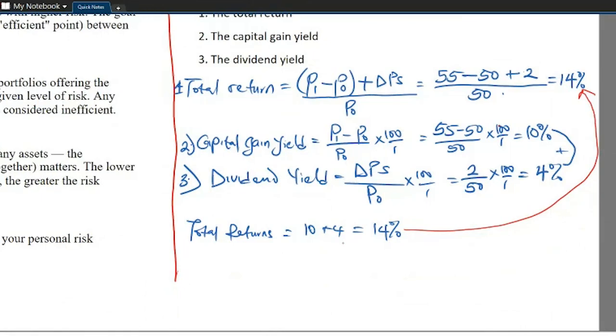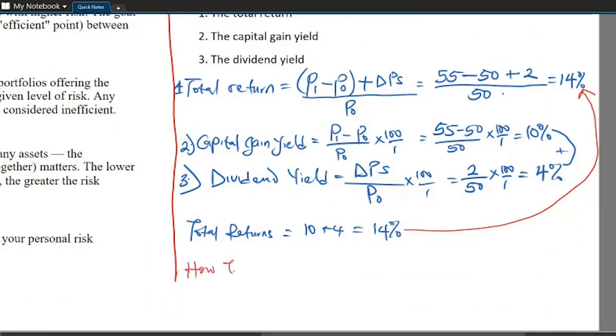So telling you that total return is simply capital gain yield plus dividend yield. Then the next we're going to look at is how to calculate the return on portfolio. You will see that in the next video: how to calculate the return on portfolio.